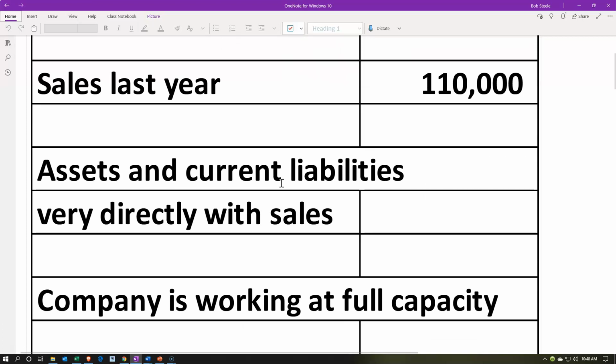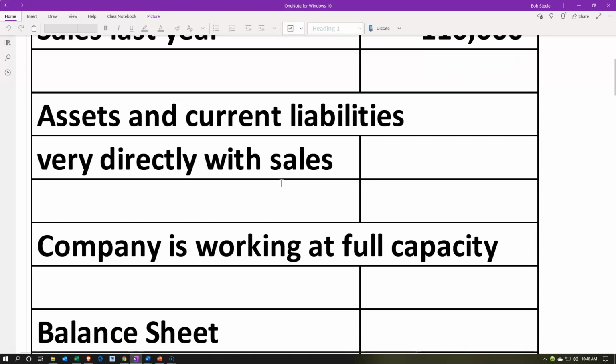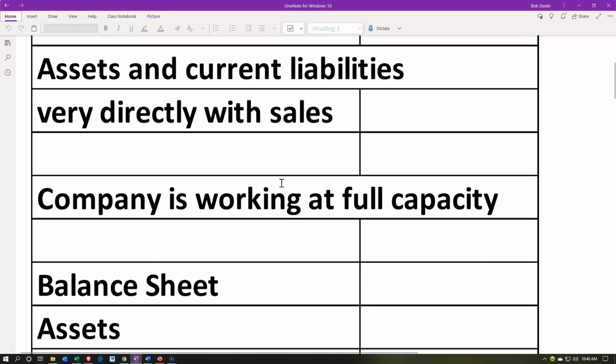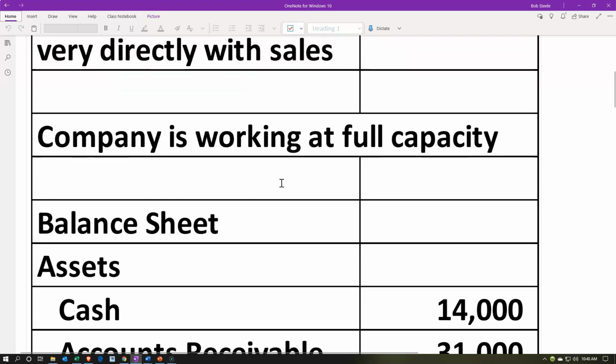We're going to say the sales last year were going to be 110,000. Assets and current liabilities vary directly with the sales. So we're looking at a balance sheet account and an income statement account, sales, changing. We're going to say that the assets and liabilities balance sheet accounts vary directly related to the sales. The company is working at full capacity.